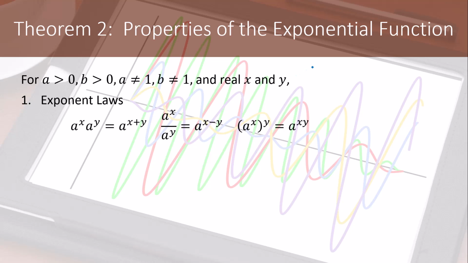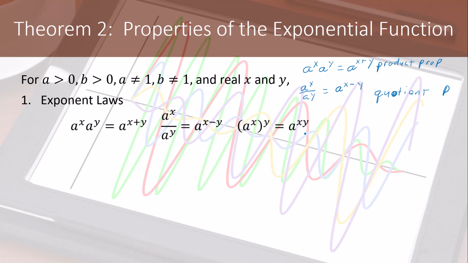I'm going to write these out because I think it's more intuitive than me just showing this to you. If you have a to the x times a to the y, same base, that is equal to a to the x plus y. And that is actually what we call the product property of exponentials. Furthermore, if you have a to the x divided by a to the y, we can write that as a to the x minus y, and this is the quotient property.